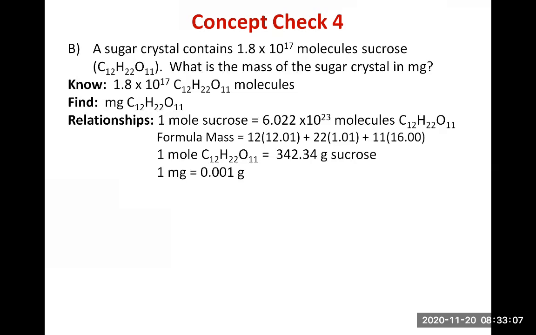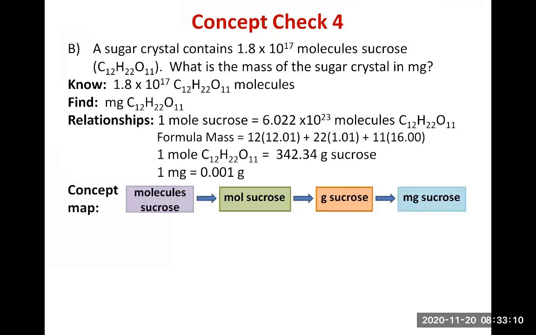So we have 3 conversion factors. And so the concept map looks like this. We start with molecules of sucrose. We will change that to moles of sucrose. From moles of sucrose, we will change that to grams of sucrose using the molar mass, and then change the grams to milligrams of sucrose. So we need 3 conversion factors. The first conversion factor will convert the molecules to moles. And for this, you use the Avogadro number, and it will be in the denominator because we need to cancel molecules, number of particles of sucrose. And the 1 mole on top.